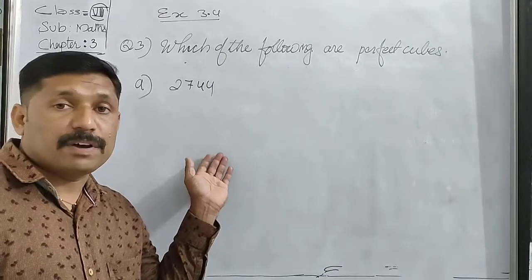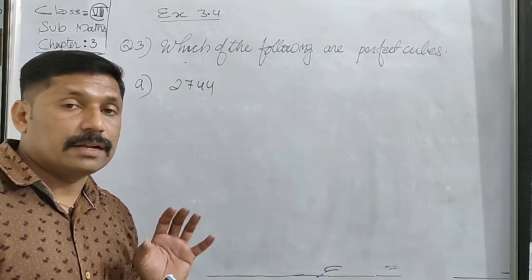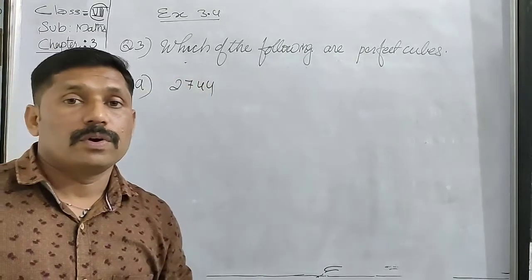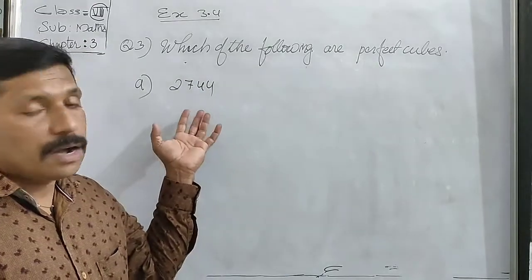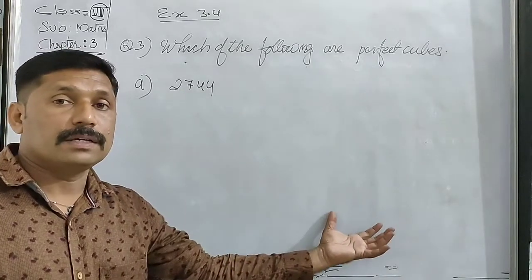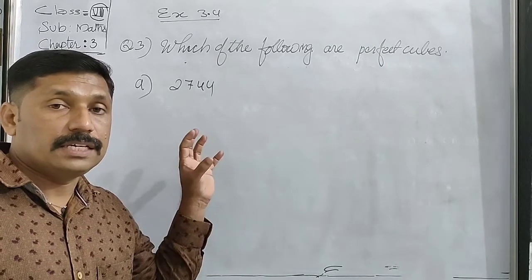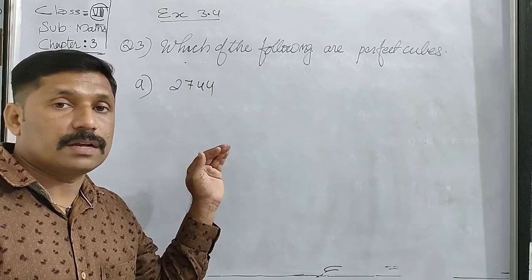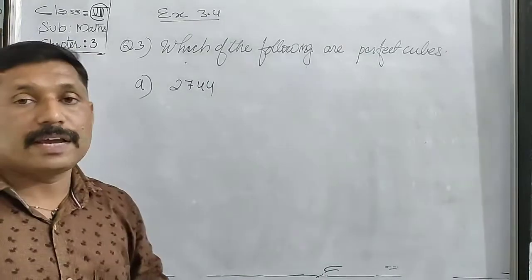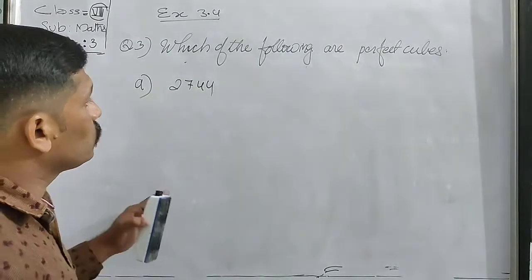Okay students, now we move to the third question. Which of the following are perfect cubes? In squares you studied how to find out whether a number is a perfect square or not. The same method we follow in this also. How do we find out whether a number is a perfect cube or not? First of all, we factorize that number and write all the factors. Then we group the factors in such a way that each group has 3 factors. If we can group it perfectly, then this number is a perfect cube number. Okay, let us start.